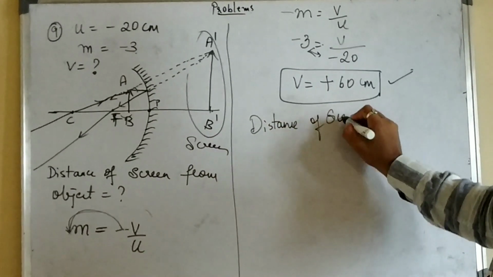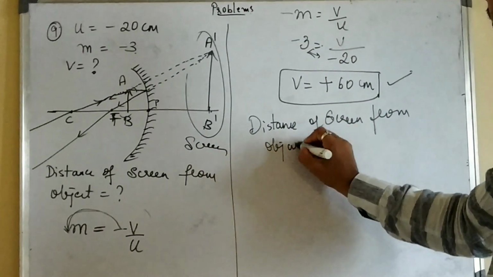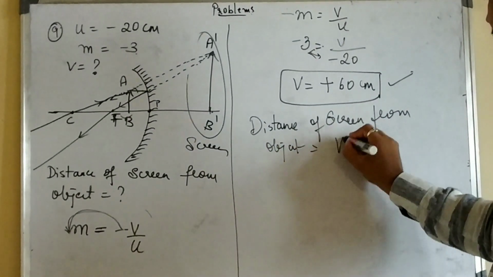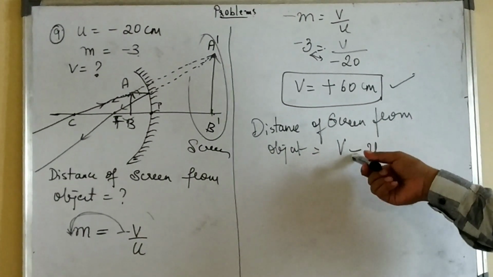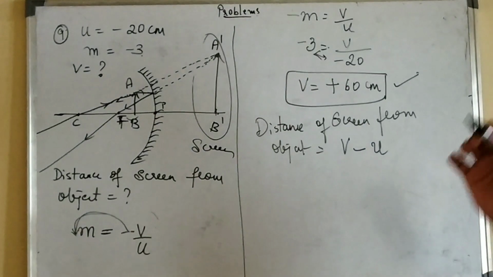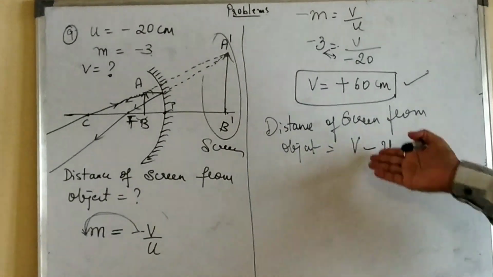Which means this distance of screen from object is nothing but V minus U, which means image distance minus object distance. If you do that, you will get the distance of the screen. You can ask me, sir, how did you write this?